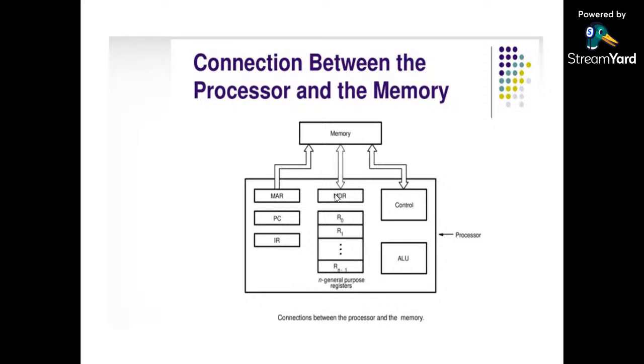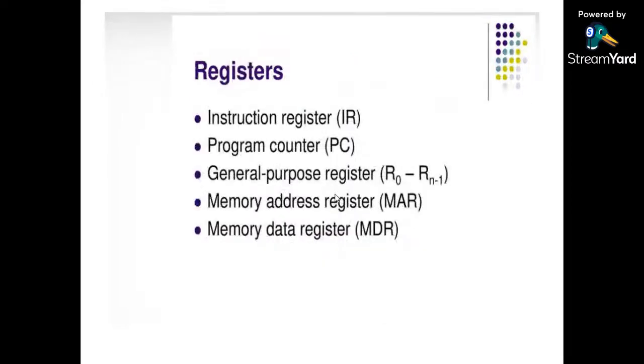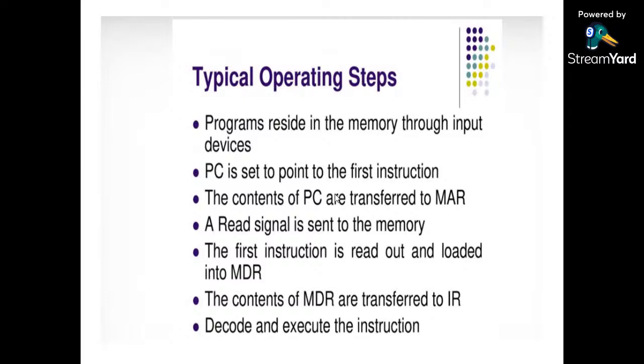This is a very important thing that each of you must know: memory is connected to the processor through three special registers: MAR, MDR, and control. MAR will specify the address to the memory. Whatever data is transferred, that data transfer takes place through the MDR only, and the control unit gives the control signal to the memory. We'll come back to this slide.